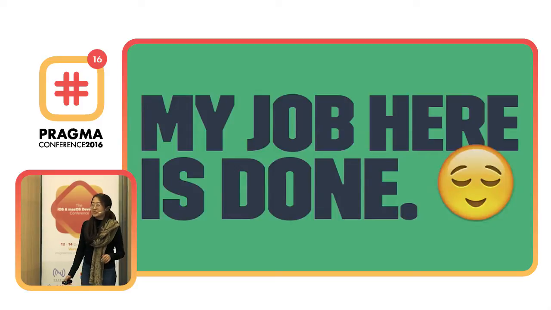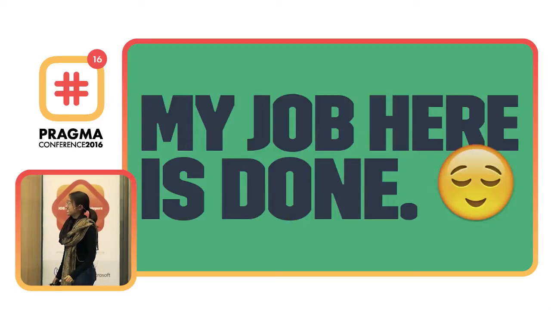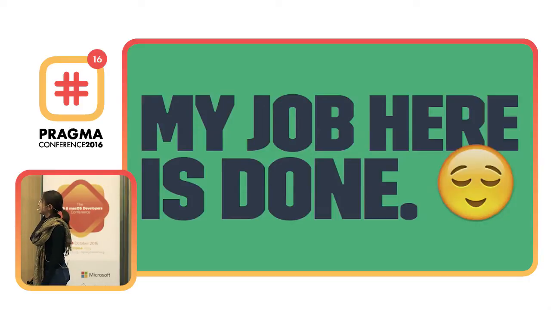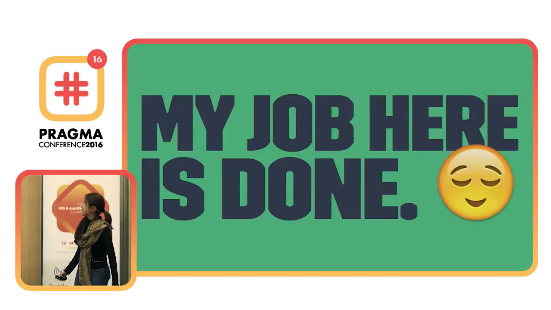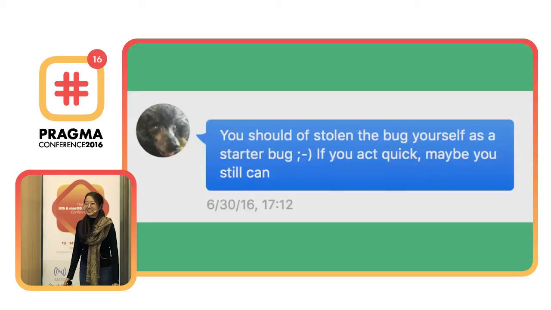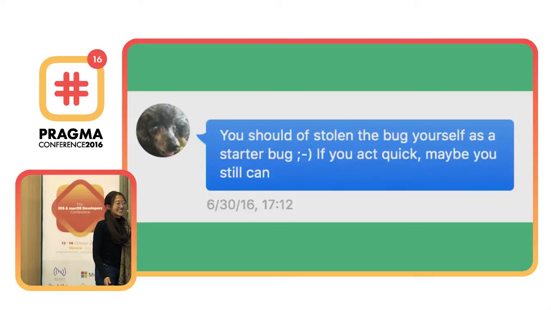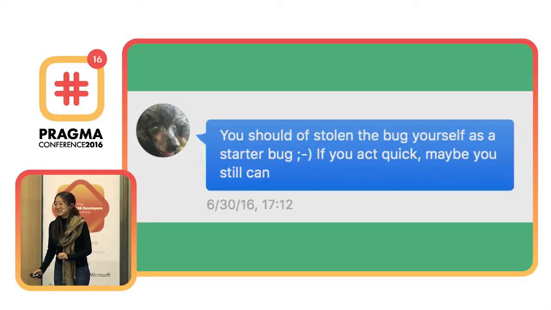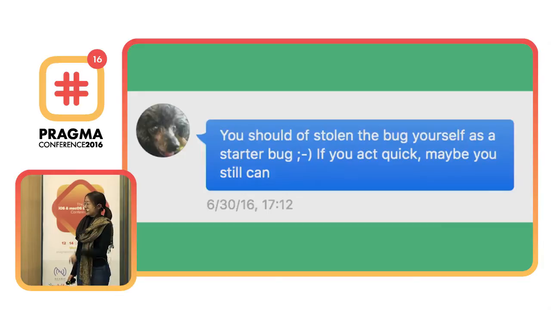But then I checked my Twitter DMs, and I saw this message from one of the Swift engineers, Michael. He said, you should have stolen the bug yourself as a starter bug. If you act quick, maybe you still can. I was like, that's funny. I'm just an iOS developer. I write Swift code, but not that kind of Swift code. So I just thought it was a joke.